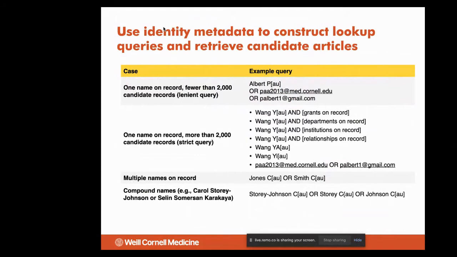If somebody has a more common name, with ReCiter we go into something called strict mode. So we're searching for the name as well as certain qualifiers that are available from that identity object that I showed you before. And people who have multiple names on record or compound names, we search for both.